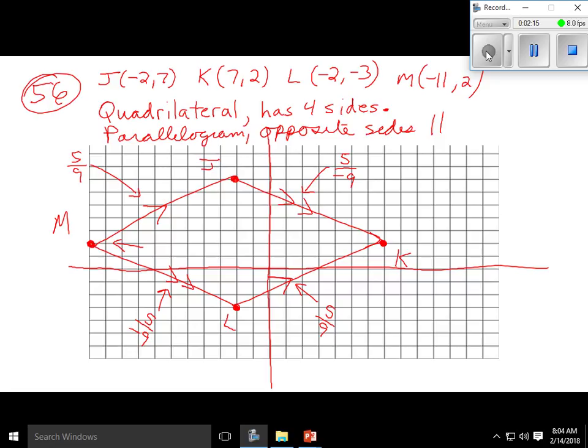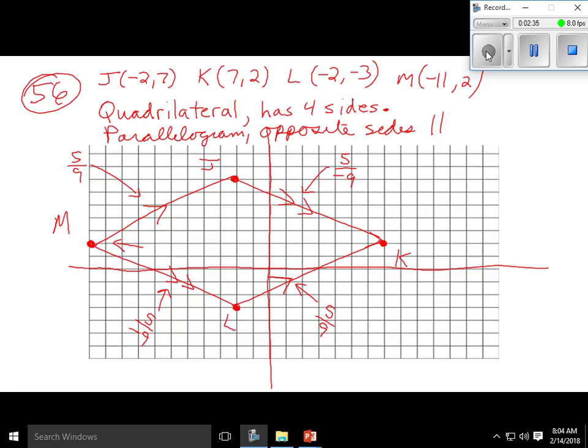So if I know that this side is 5, what do I know about this side? It's 5. If I know this side is 8, what do I know about this side? It's 8. So really all I have to do is find two of the sides, and if these two consecutive sides are the same, what do I know about these other two sides? They're the same also.